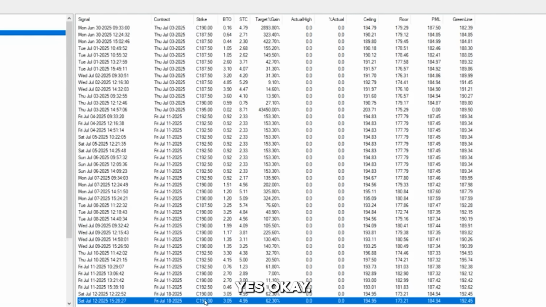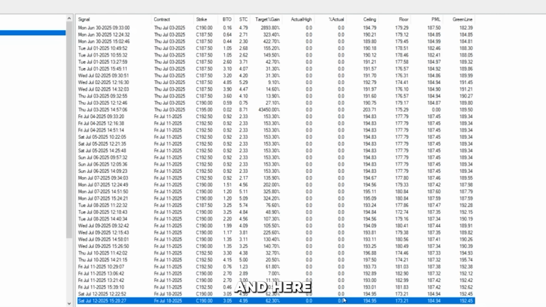Remember? Okay, so then it gives you the buy to open, basically at what price you want to open the contract at, basically where the trade starts at, according to the periscope, where you should buy, and then the sell to close, and then the target gain. Here it's 62%, but sometimes we see outlier gains like 2000%, 3000%, or sometimes like 16,000% that are pretty much possible. So these are the target gains that are possible, basically targets according to the periscope.